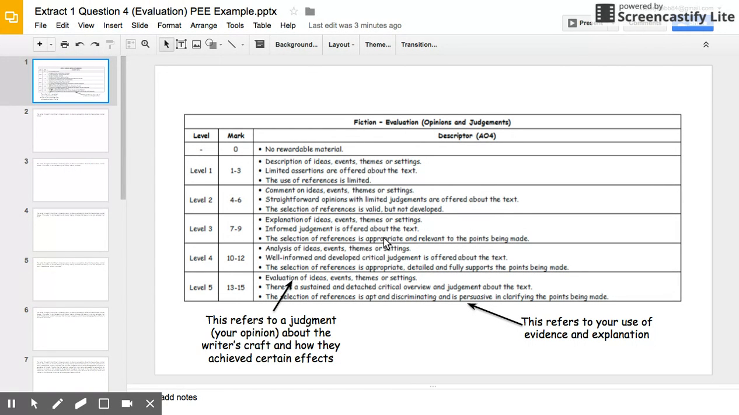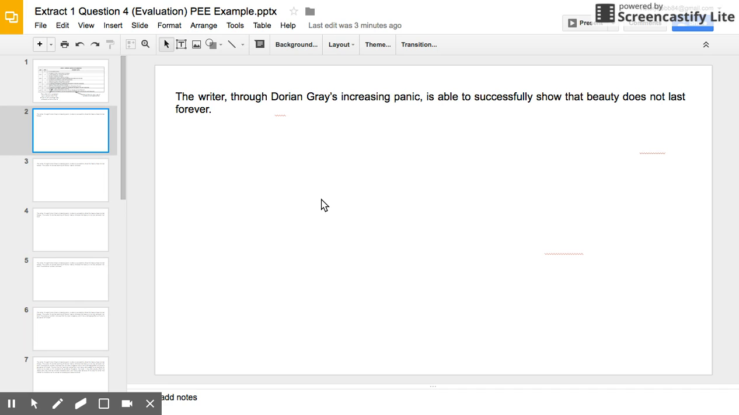However, as with level 3 and level 4, and as the third bullet point tells us, this is still evidence and explanation. So this is a question about how successful beauty was shown not to last forever in the extract. Now again, all I've done, similar to a normal PE paragraph, is take the question and put it into a point sentence. So the writer, through Dorian Gray's increasing panic, because it is linked to Gray here, is able to successfully show that beauty does not last forever. So I've taken the question and put it into a statement with my own opinion.